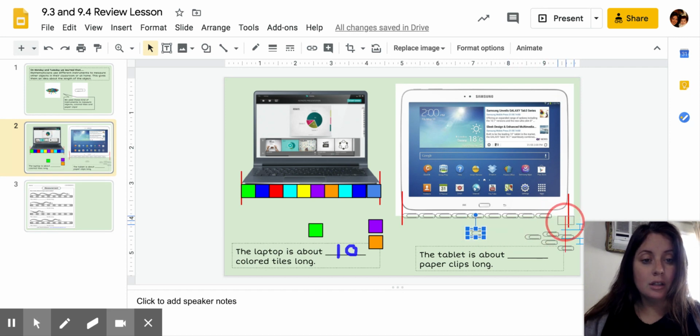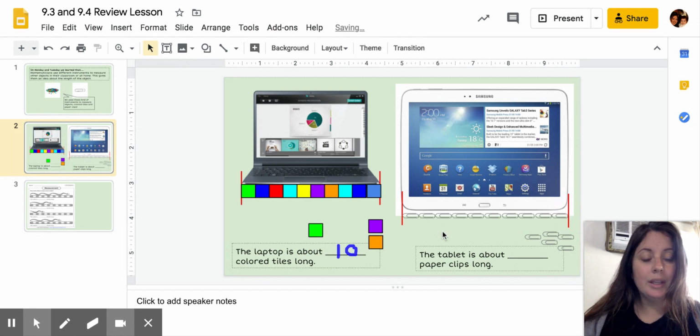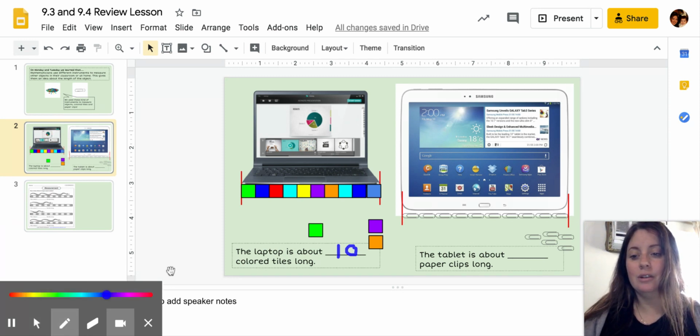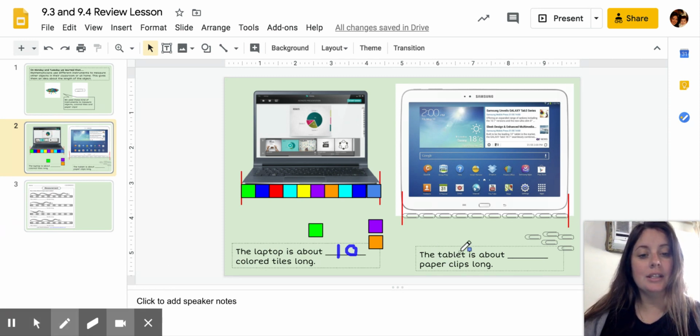Okay, I want you guys to count these up too as I count them. Did you guys get 10 paper clips? Good, because so did I. Okay, so now I'm going to write into the sentence, the tablet is about 10 paper clips long.